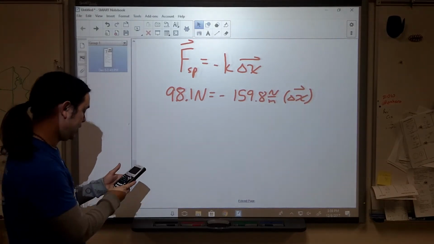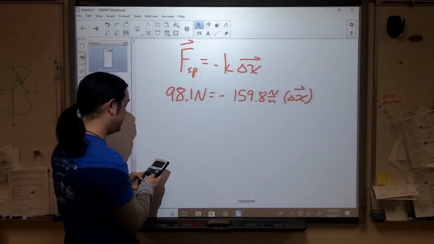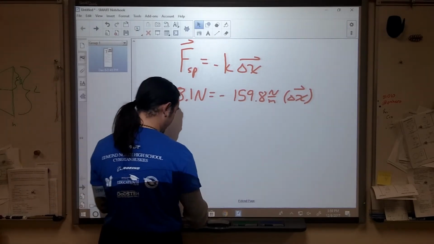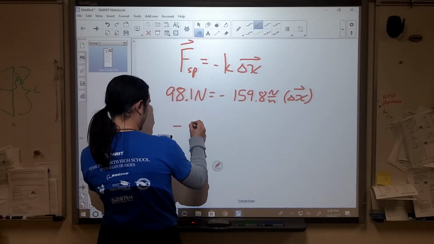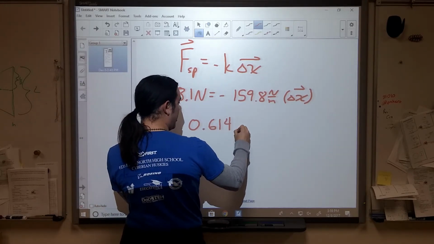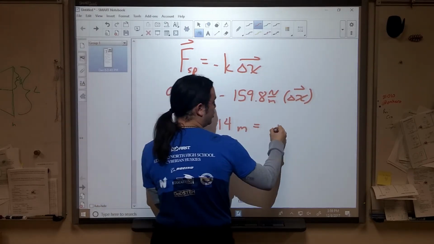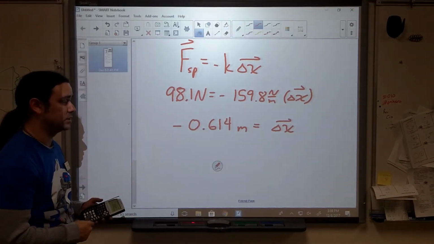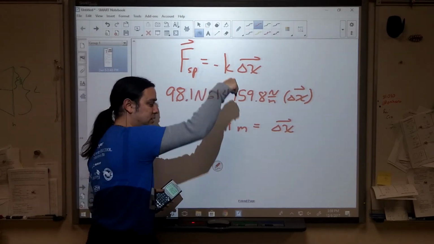Let's go through and check this. 98.1 divided by 159.8, or 160 if you prefer. And there's a negative in there. We end up with negative 0.614 meters is going to be equal to delta x. Now, we've got the negative because that tells us direction. That tells us that we displace downward.